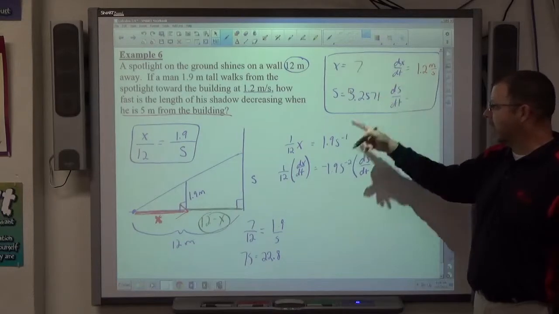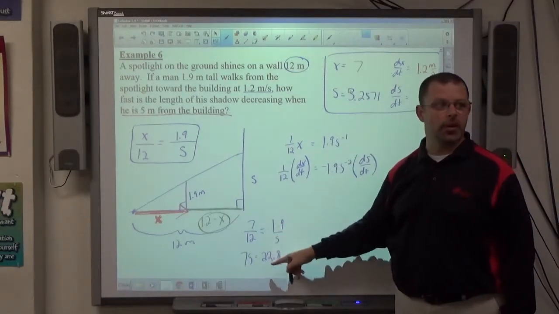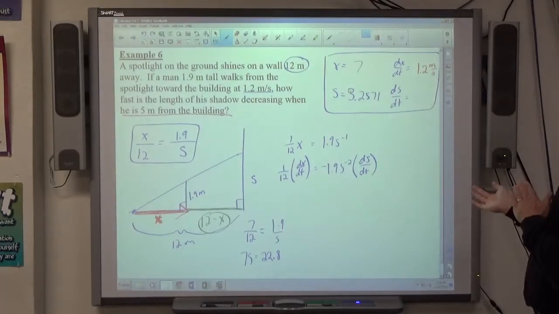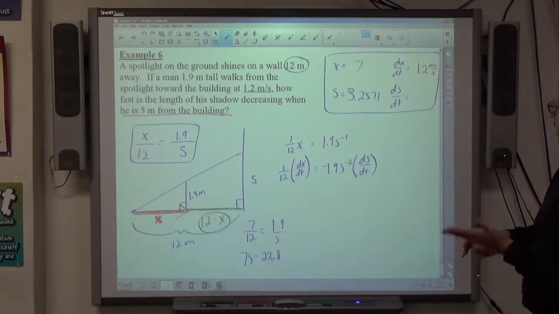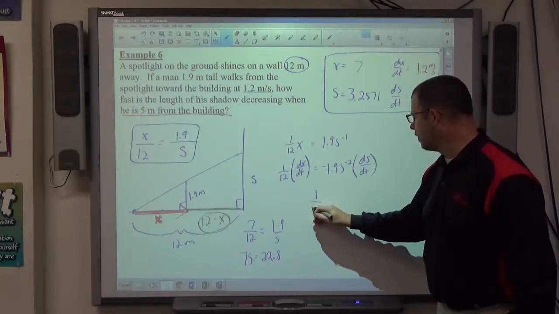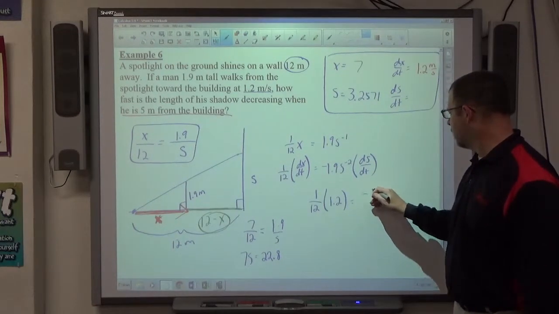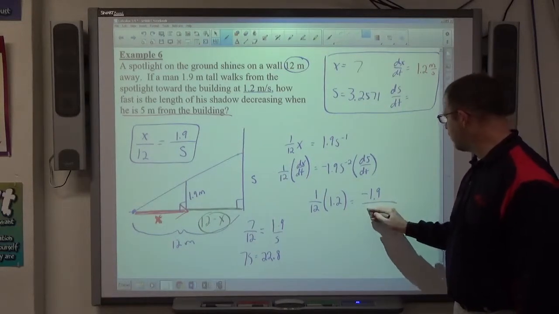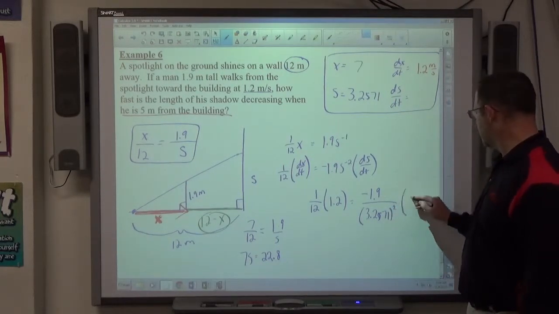I don't even have to know what x equals. X's value influenced s's value though, right? So that's important. So at this point, if I just substitute everything in, the one thing I don't know is ds over dt, so it's just a matter of doing that. So I get 1/12 times 1.2 equals negative 1.9 over 3.2571 squared times ds over dt, which we don't know yet.